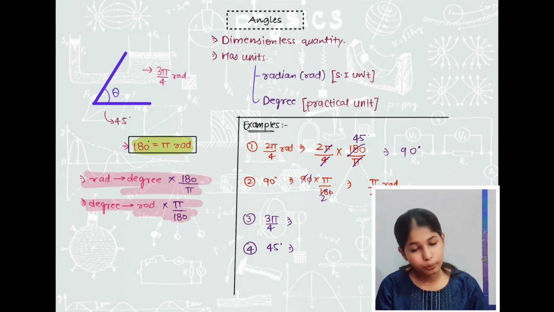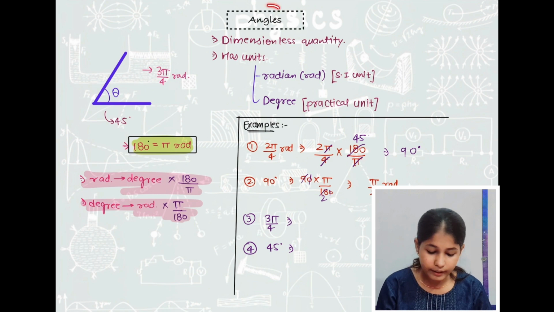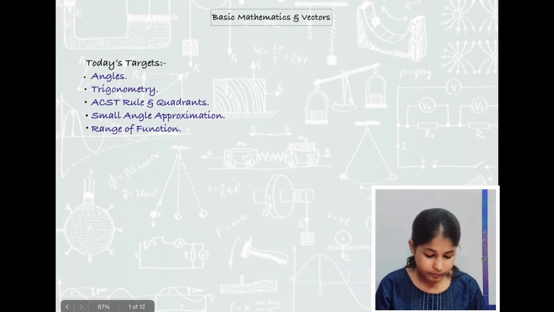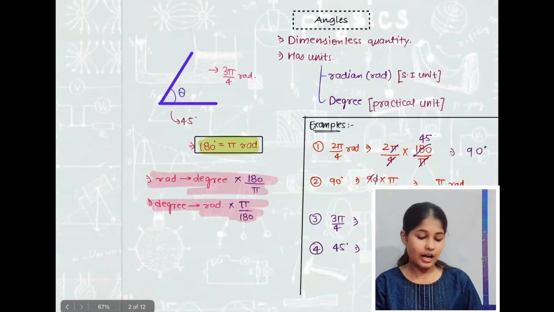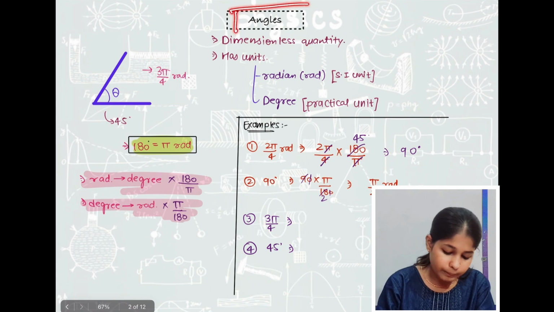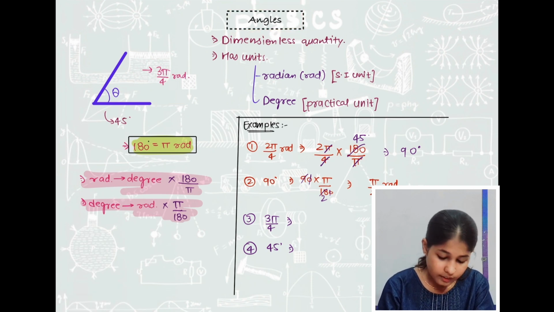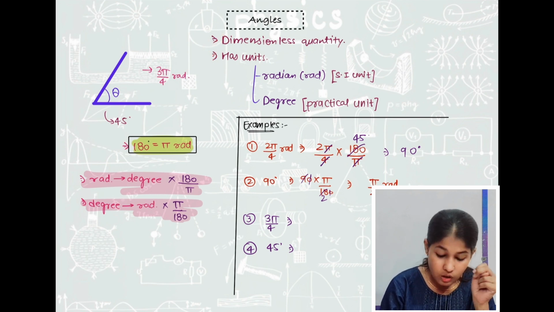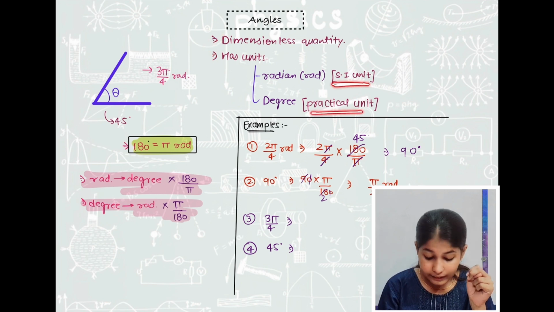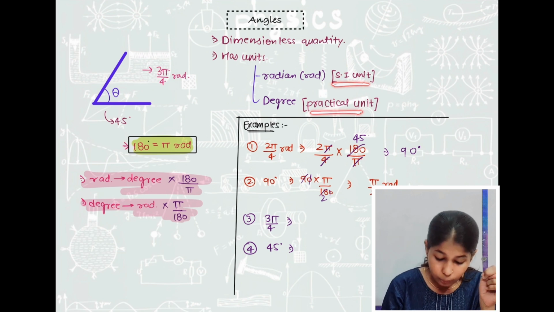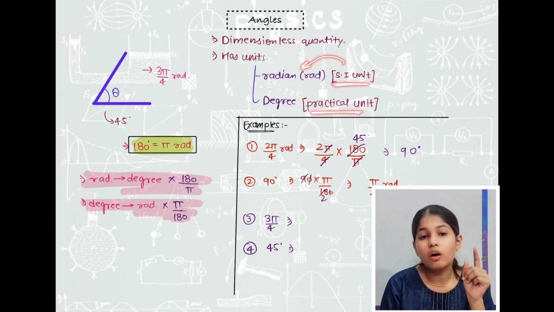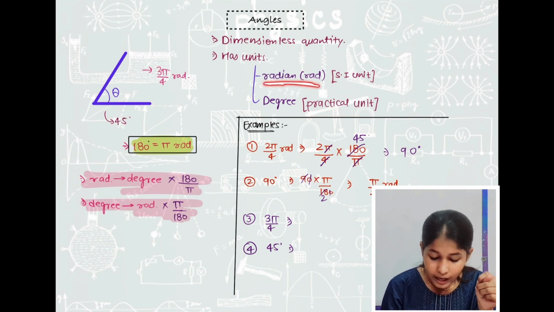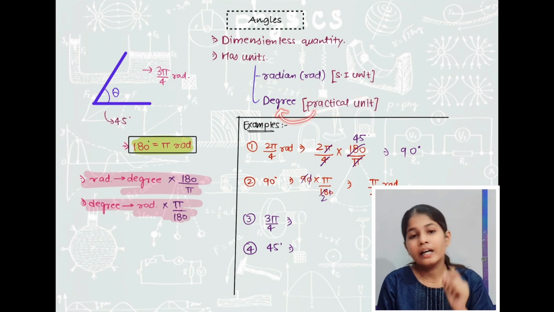Let's recall one more time what we have understood in this slide, that is angle, and then we will be able to complete our angles topic. Okay, angle is a dimensionless quantity. It has units. It has 2 types of unit. First is SI unit, second is practical unit. The SI unit of angle is radian, and the practical unit of angle is degree.